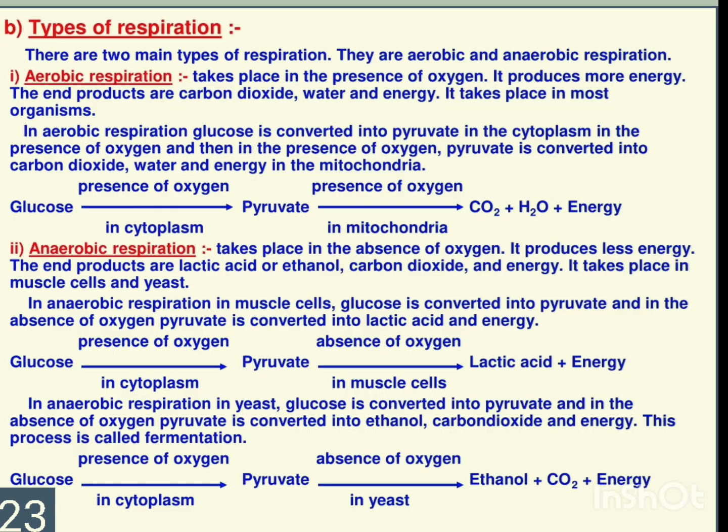And again the second step: in aerobic respiration, it happens in the presence of oxygen in mitochondria, and in anaerobic respiration, pyruvate is converted in the absence of oxygen in muscle cells. And what is formed here? Lactic acid is formed with the liberation of energy. And in the last, the fermentation process, pyruvate will be converted into ethanol plus carbon dioxide plus energy. It will happen in the absence of oxygen, and it will happen in yeast. Okay, this is about aerobic respiration and anaerobic respiration.